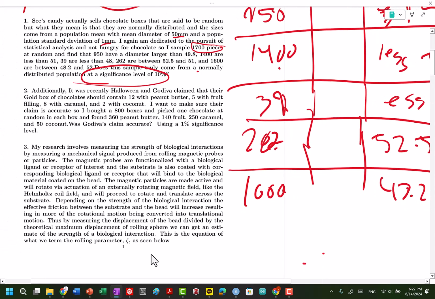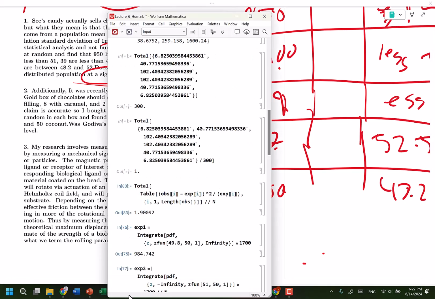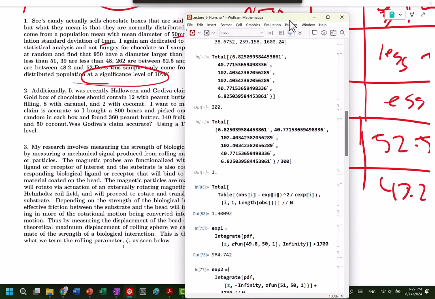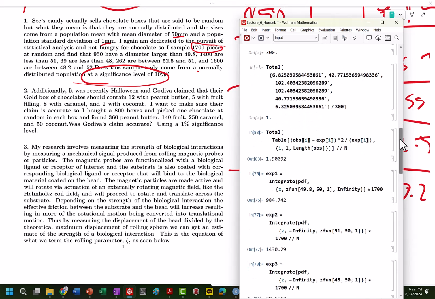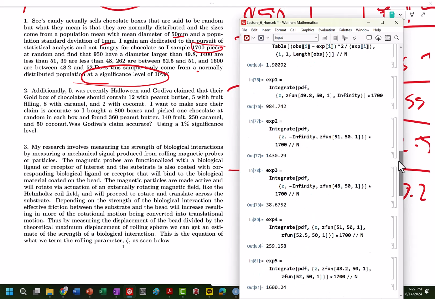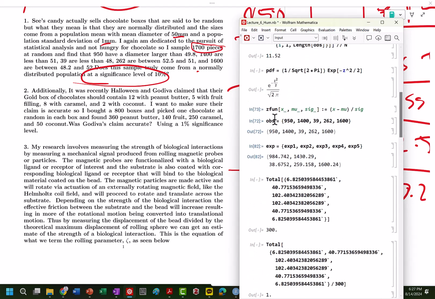So we can now do something similar for this next problem. Let's do a goodness of fit chi-squared test again. This time I took 800 samples, so instead of the 1,700, we're going to do 800. My observed list now looks like this: we did 360.